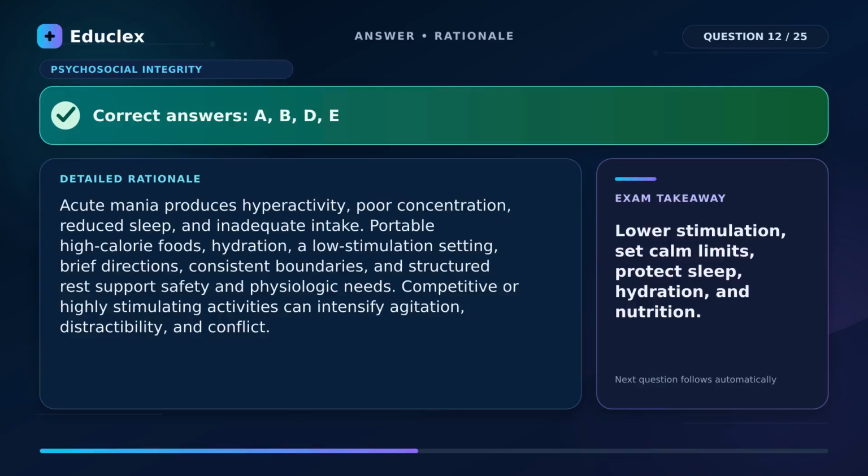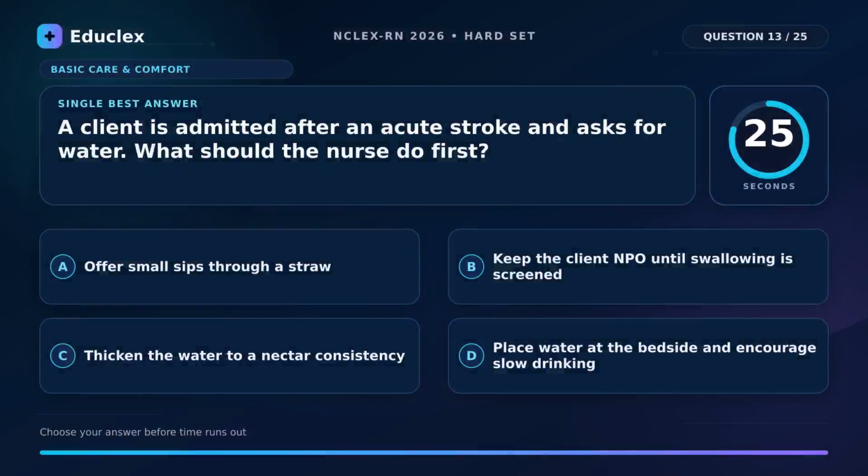Competitive or highly stimulating activities can intensify agitation, distractibility, and conflict. Exam takeaway. Lower stimulation, set calm limits, protect sleep, hydration, and nutrition. Question 13. A client is admitted after an acute stroke and asks for water. What should the nurse do first?